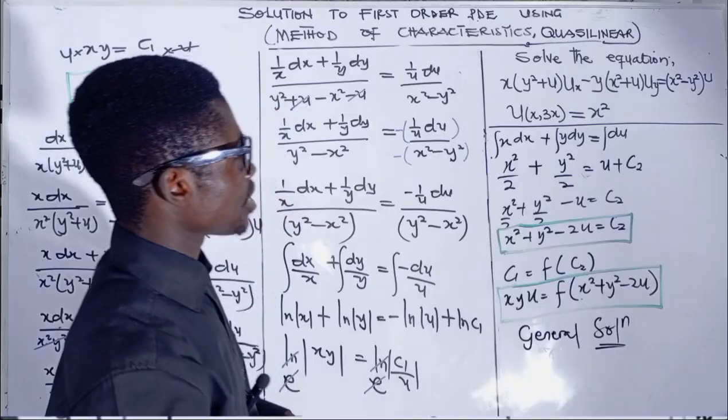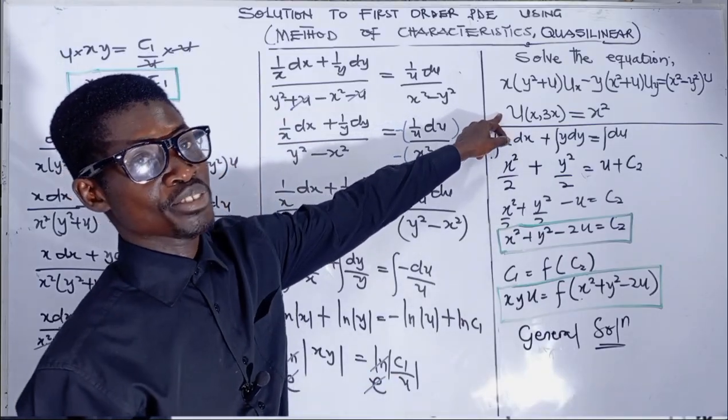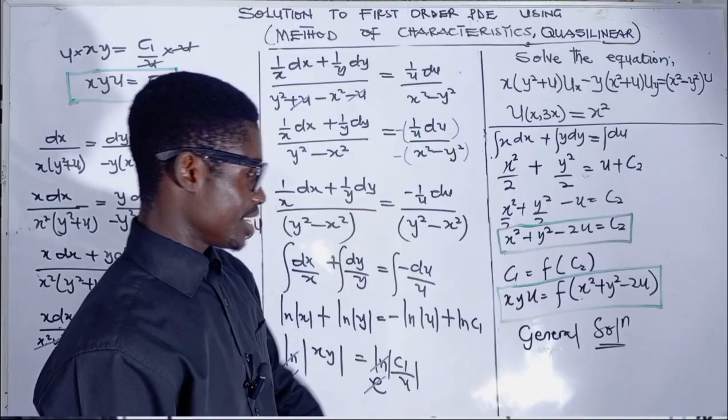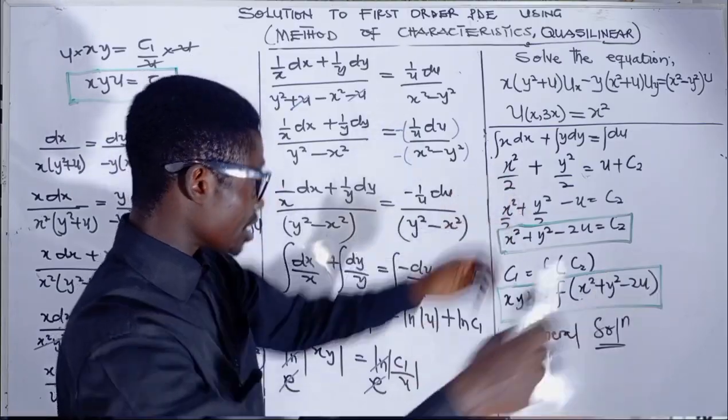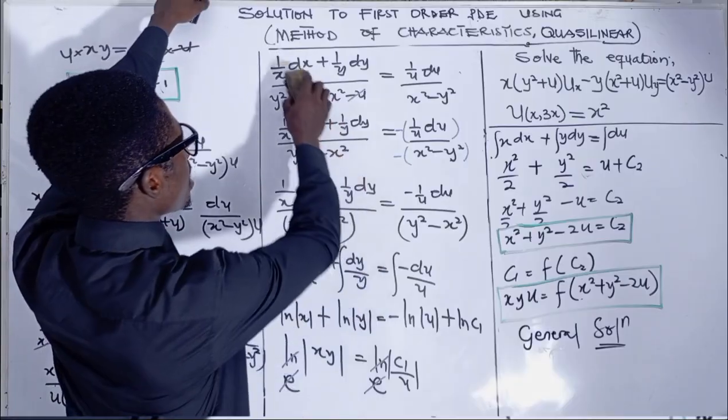But I realized that in the question we were given an auxiliary condition or initial condition. So we have to find the particular solution. So we have to continue and then we find our particular solution. We are continuing from this side.